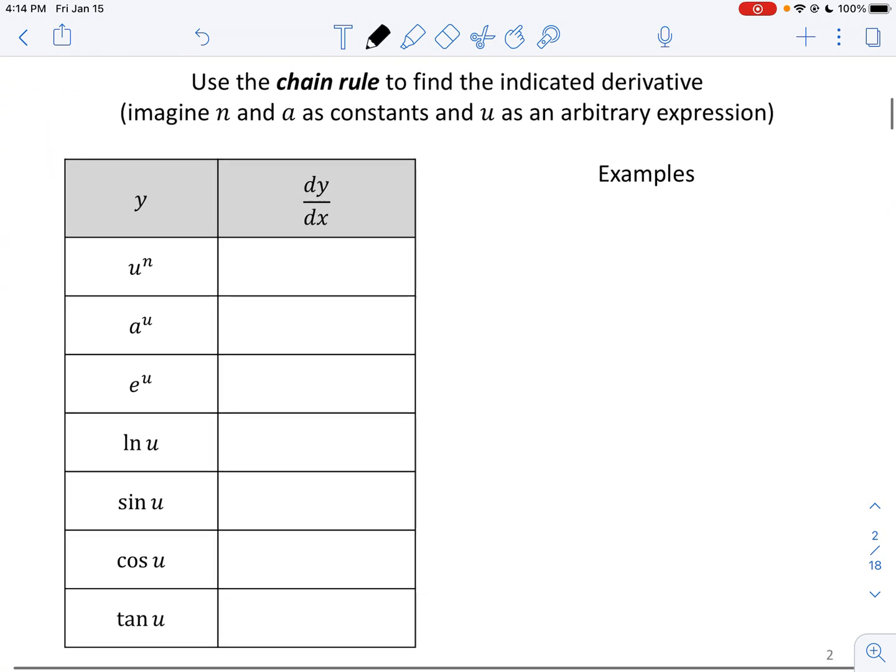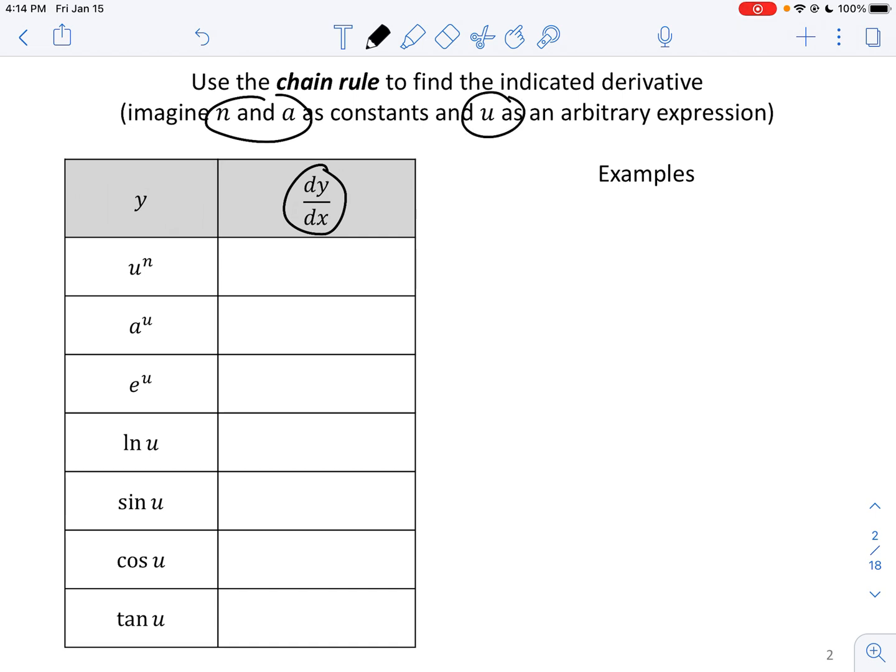The chain rule. This next table is going to help illustrate the use of the chain rule. Notice we're still trying to find dy dx, so we're treating x as the independent variable. We're going to imagine that n and a are still just constants, but the u is an arbitrary expression. It could be x, it could be a more complicated function, it could be a constant. It really has the freedom to be any kind of expression.